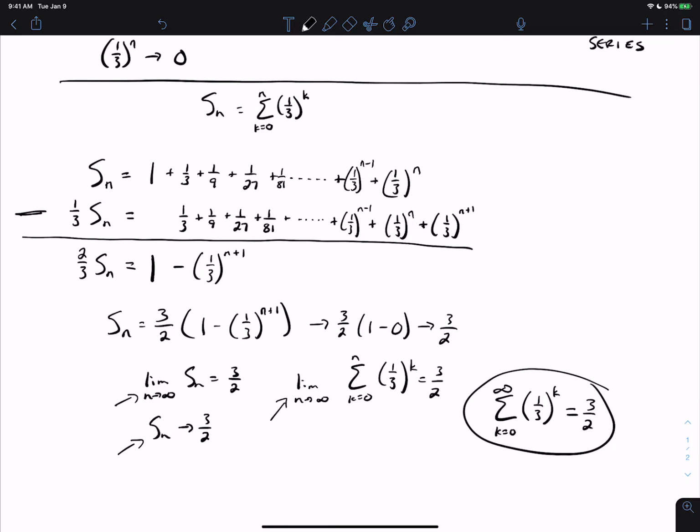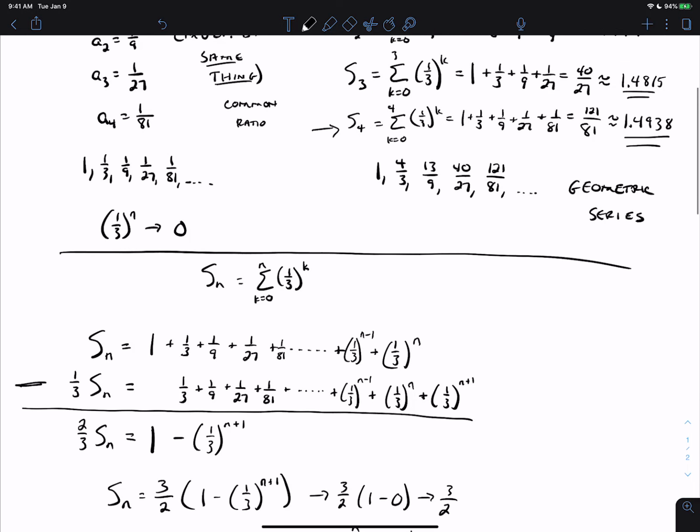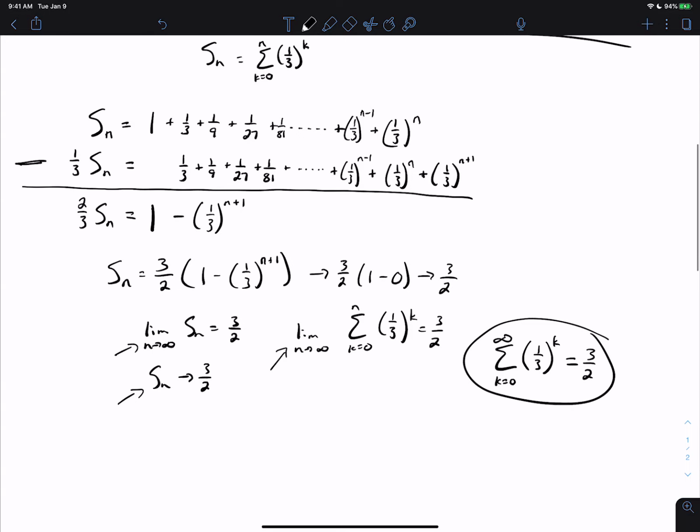It's saying that the infinite sequence of partial sums converges to 3 halves. And it's also saying that if we add an infinite number of terms, 1 plus a third plus a ninth plus 1 over 27, and so on forever and ever, that is equal to 3 halves. That's weird to think about, and we'll talk more about how that's even possible in a little bit, but I want to do this in general for a geometric series first.